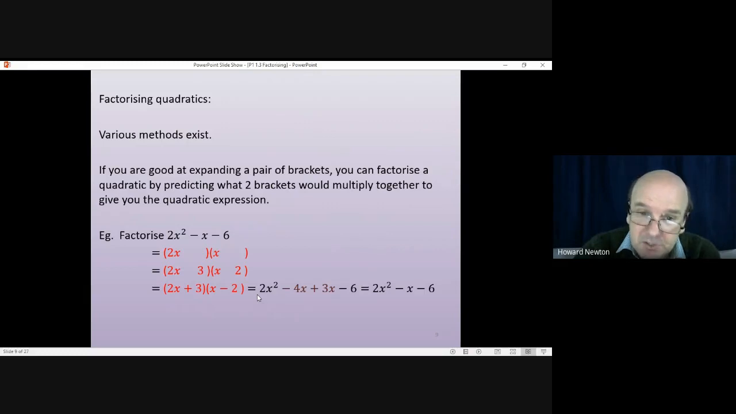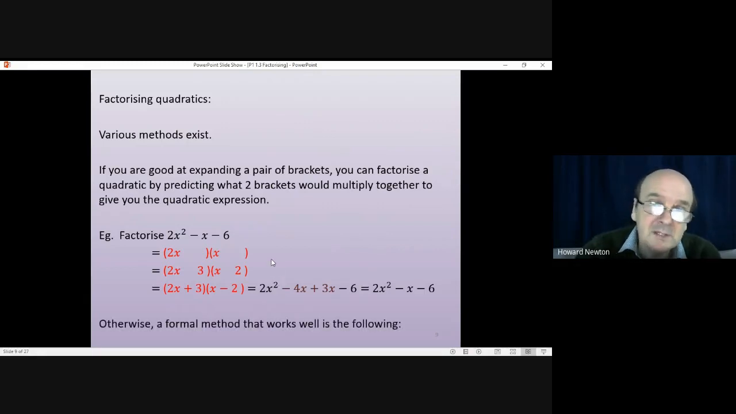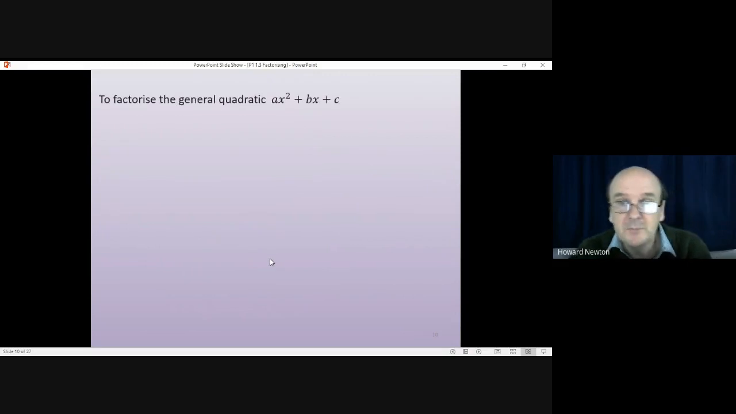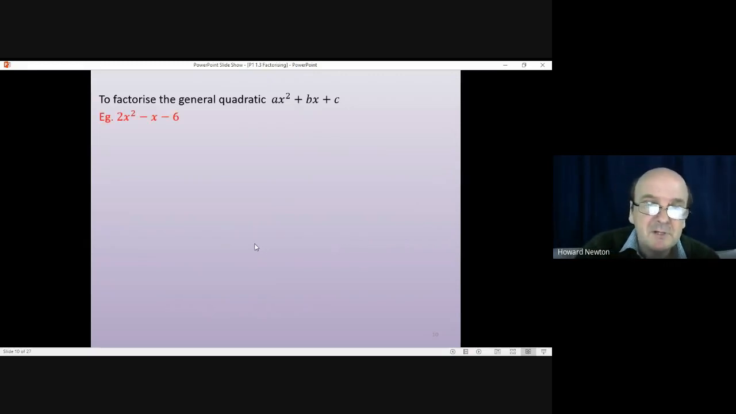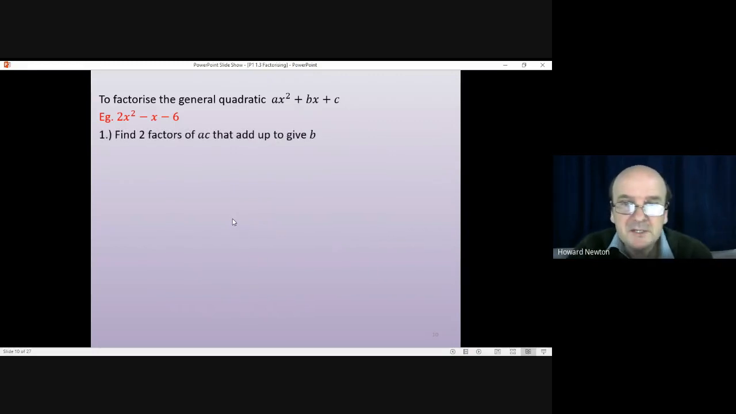Now, if you're not so good at that, then there is a formal method that does always work well. Still can be a little bit tricky with harder numbers, but the method does work. The general quadratic, ax squared plus bx plus c, for example, 2x squared minus x minus 6. What you find are two factors of ac multiplied together, that will add together to give you b.